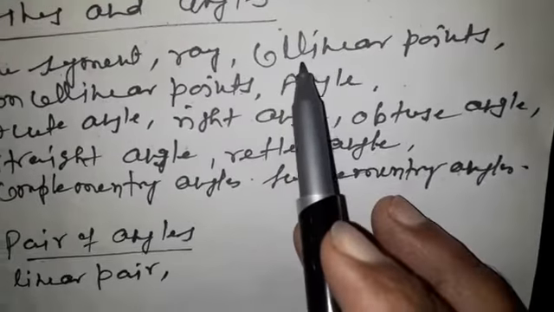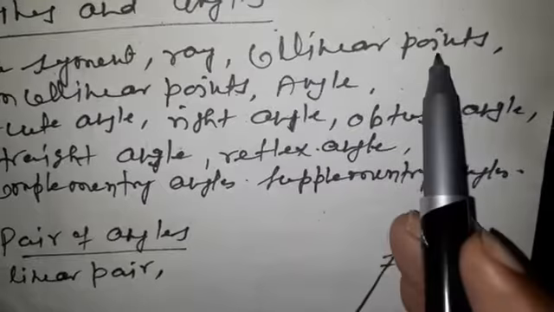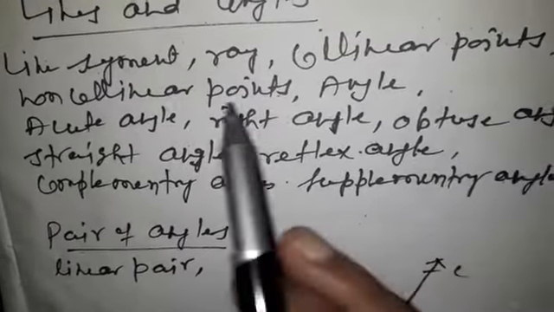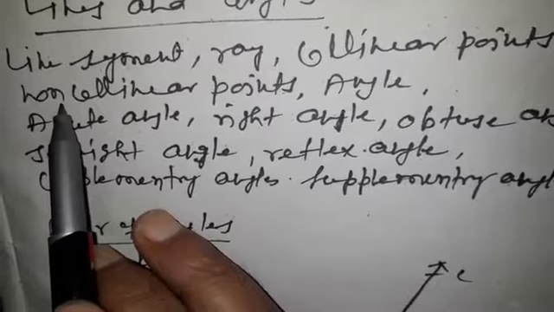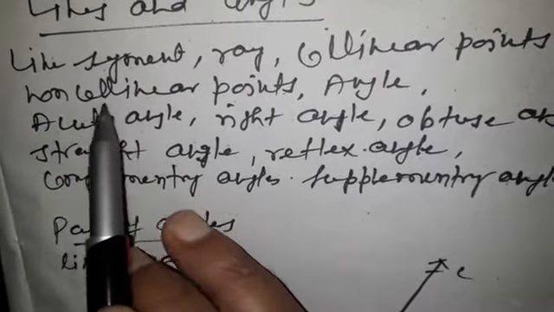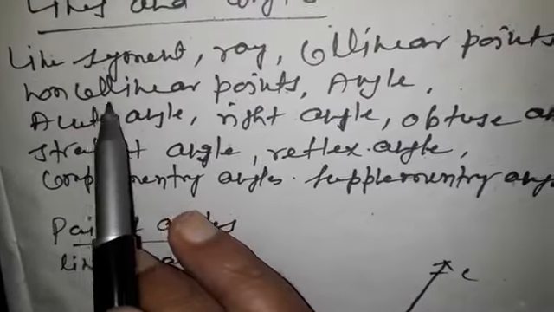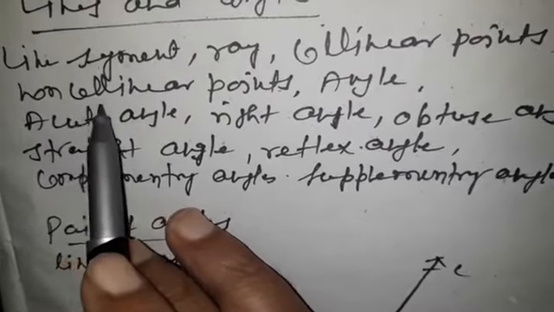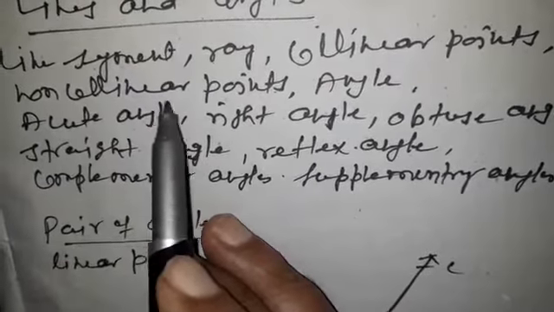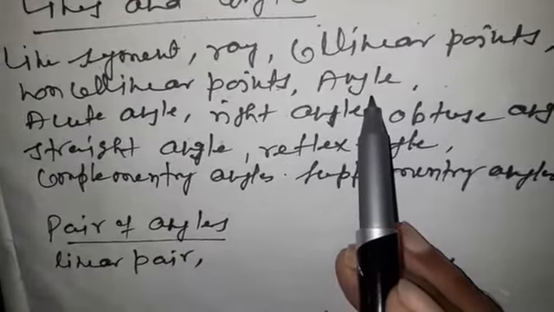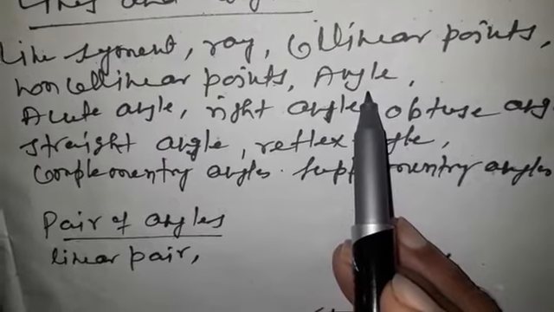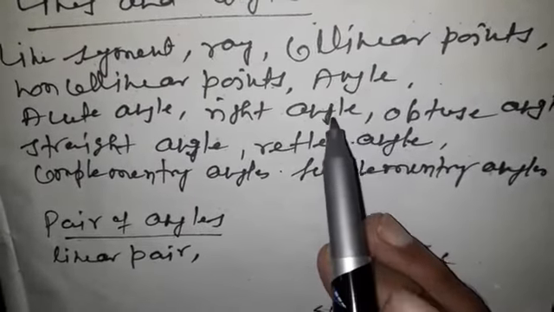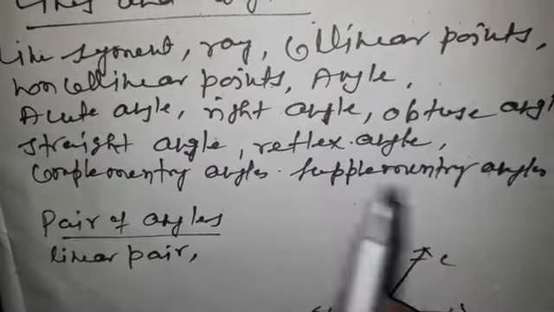Collinear points: three or more points that lie on the same line are called collinear points. Three or more points which do not lie on the same line are called non-collinear points. We can construct any figure other than a line or line segment with the help of non-collinear points. Angle: when two rays originate from the same endpoint, then an angle is formed.